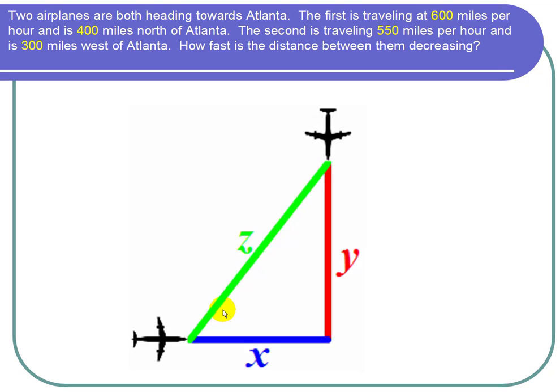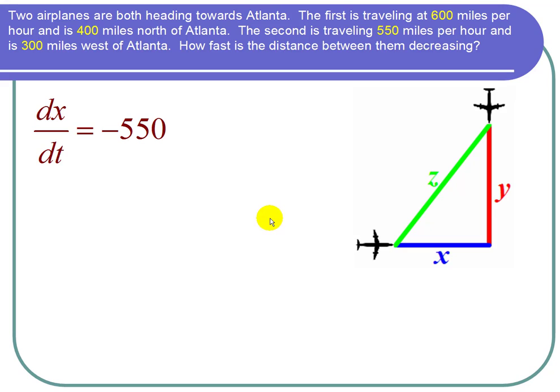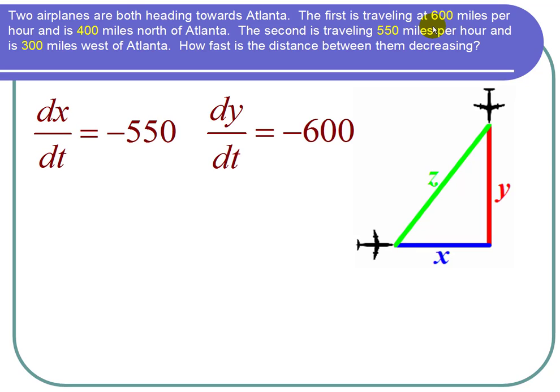So first is that dx/dt is equal to negative 550, because that is 550 miles per hour west of Atlanta. So dx/dt is negative 550. The first plane is traveling 600 miles per hour. So dy/dt is negative 600. Notice both these numbers are negative because the distances to Atlanta are decreasing, getting smaller.